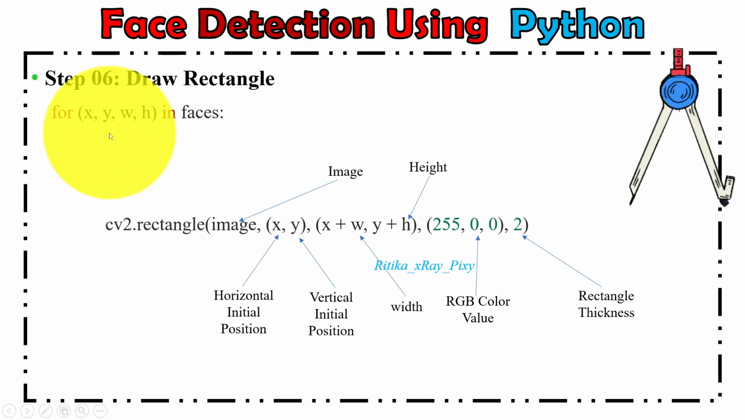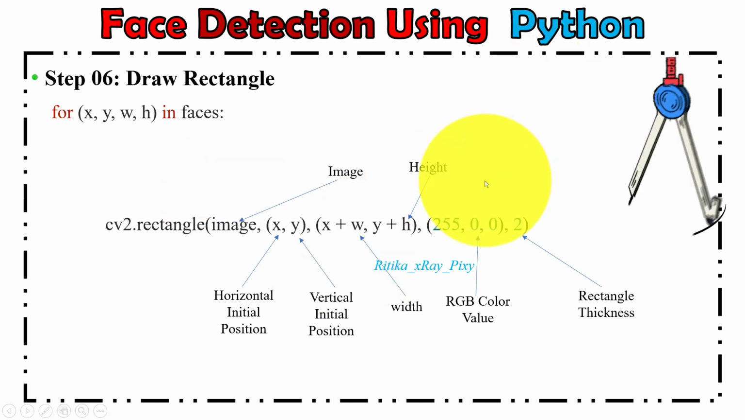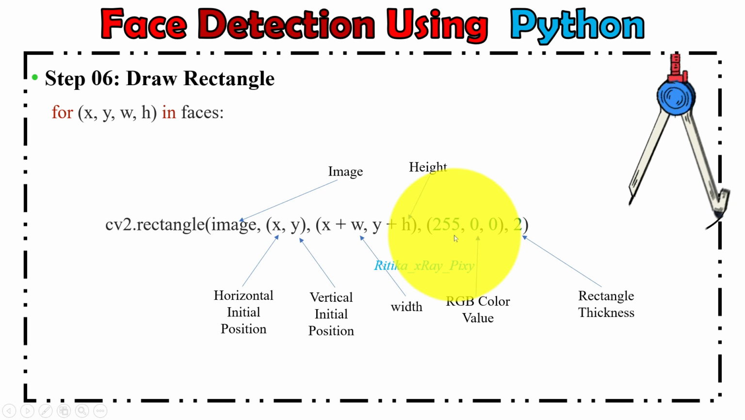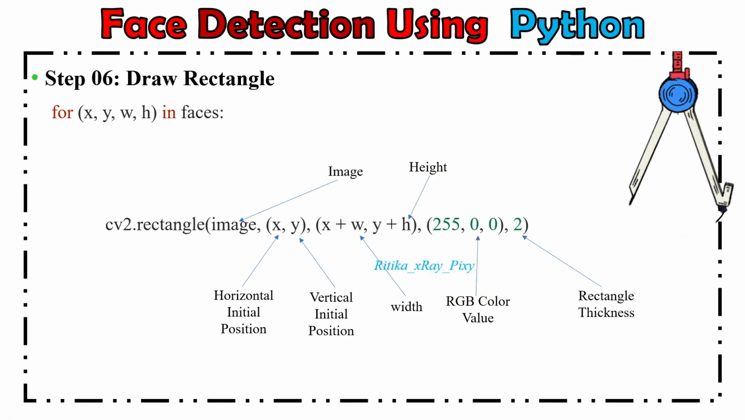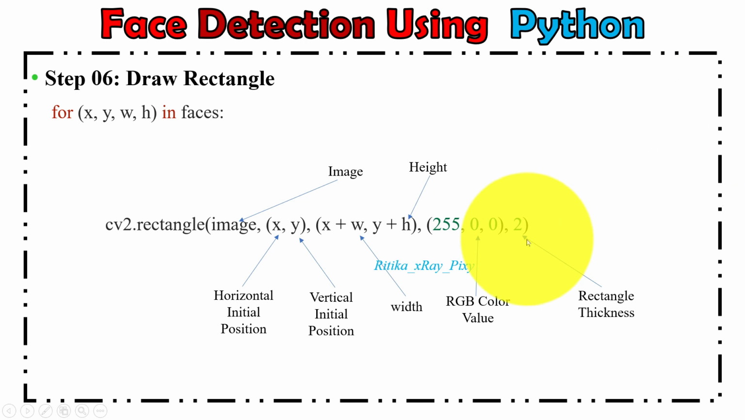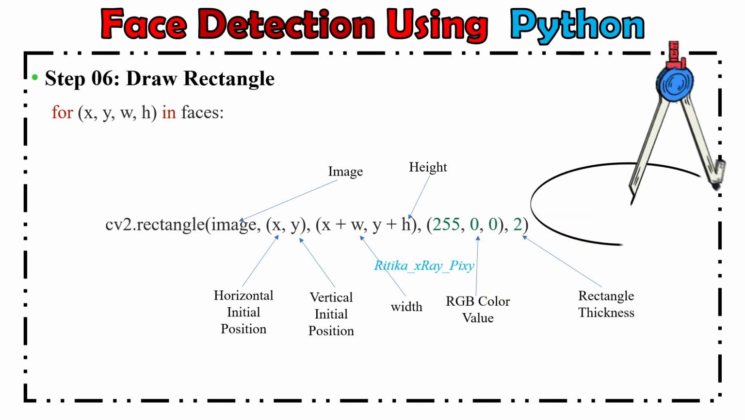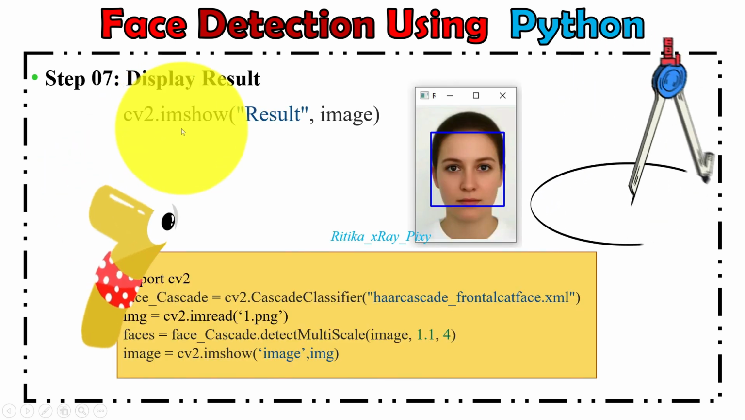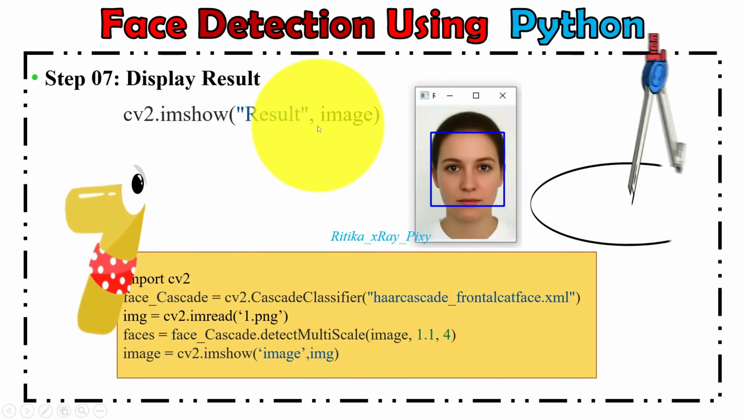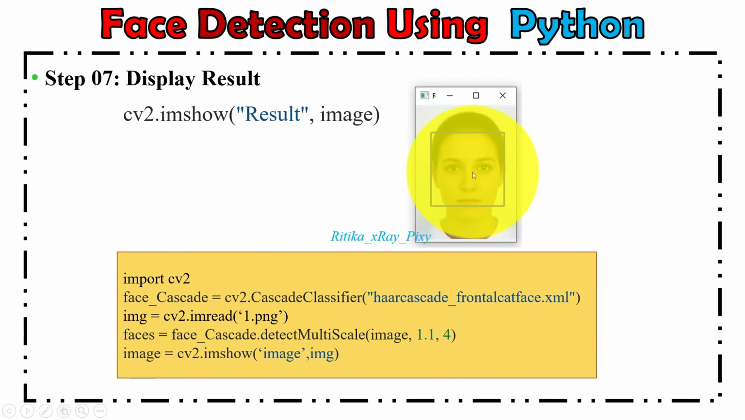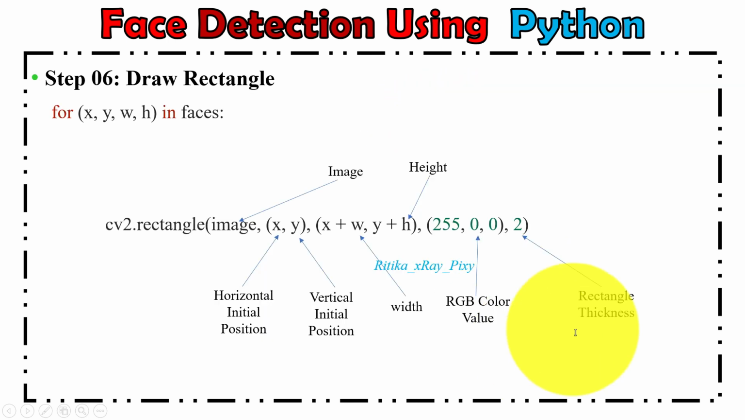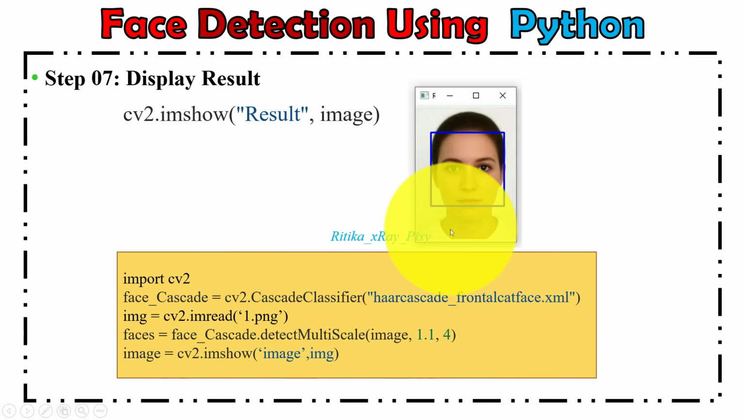Here you can see x, y and their height, width. So this is the input image. X is the horizontal axis, Y is the vertical axis, W is width, H is height. Here you can see 255, 0, 0, this is the RGB color value that is used for the rectangle. 2 is the rectangle thickness. So using this we will draw the rectangle. Now we will display the output using imshow result, and here we will display the image. Here you can see this is the output image, and here the face is detected. Here you can see the color is blue, thickness is 2.